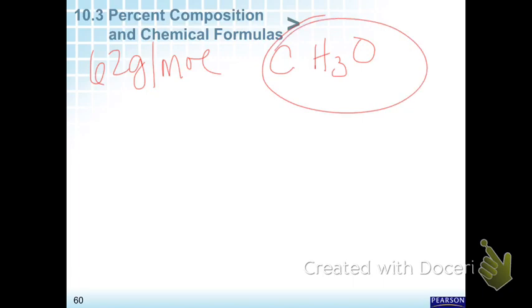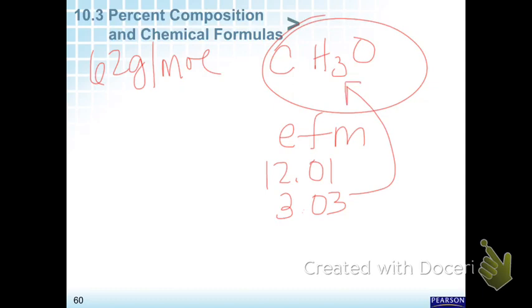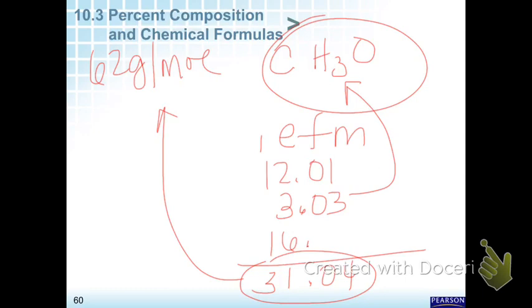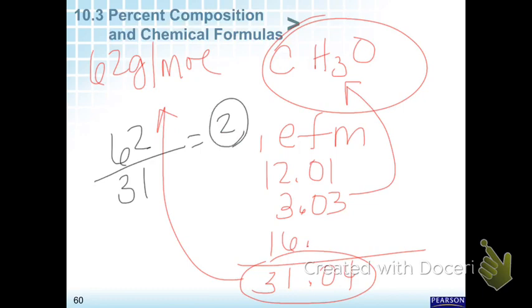Okay, so find empirical formula mass. That should be something like 12.01, 3.03, because we have 3 of those, and 16. So if you add those up, we have a 31.04. Divide that number into that one. Let me change colors. So we have 62 divided by 31. I'm pretty sure you can probably do that in your head. That's going to be a 2.